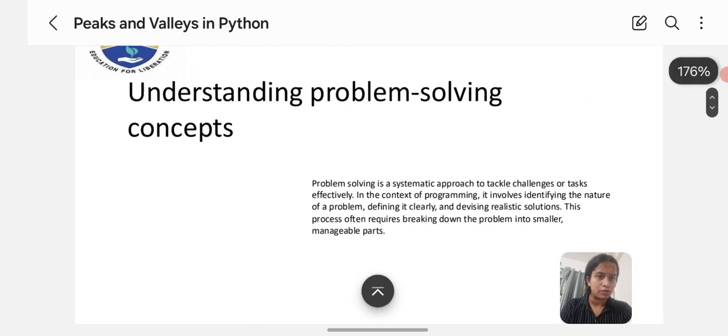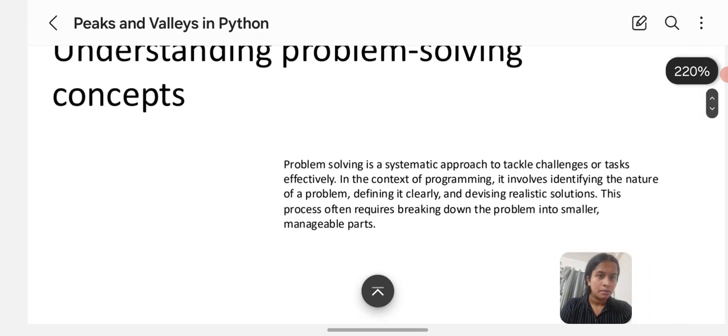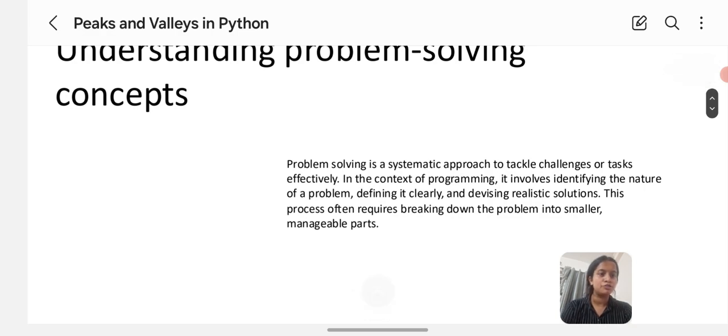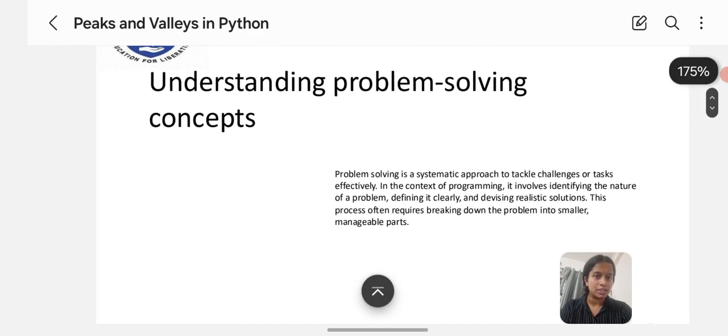Understanding the problem solving concepts. Problem solving is a systematic approach to tackle challenges or tasks effectively. In the context of programming, it involves specifying the nature of a problem, defining it clearly, and devising realistic solutions in these manageable parts.